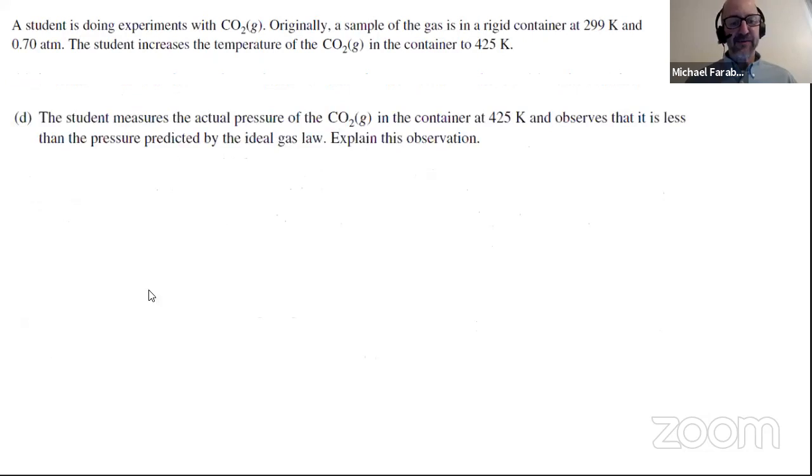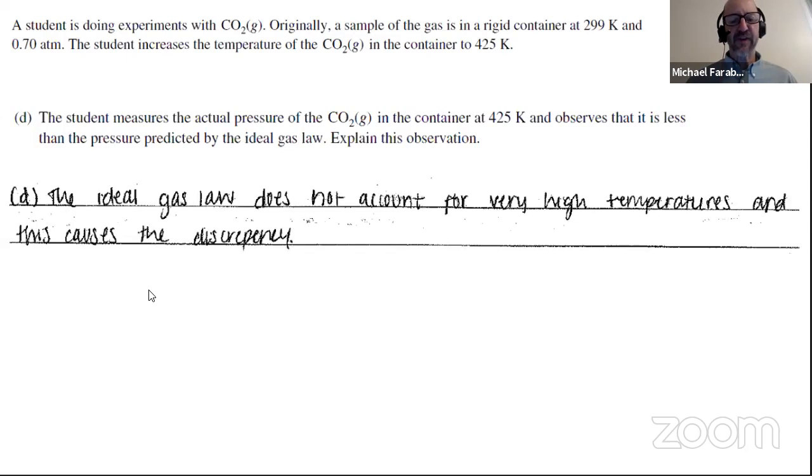All right, next example. The student measures the actual pressure of the CO2 in the container at 425 Kelvin and observes that it is less than the pressure predicted by the ideal gas law. Explain this observation. So this has to do with the deviation from ideal behavior, why sometimes the properties of a real gas may not be the same as the properties predicted by the ideal gas law. Here's what the student said. The ideal gas law does not account for very high temperatures and thus causes the discrepancy. So think about how you might have phrased your answer to this question differently.